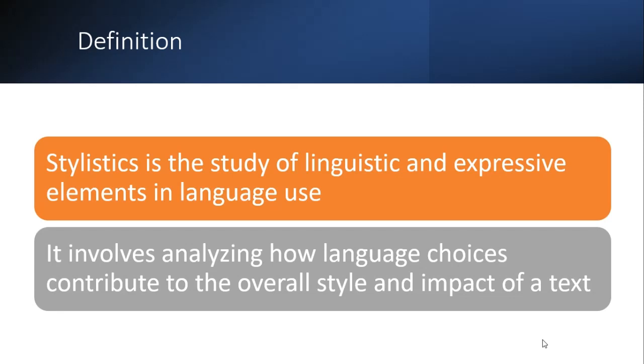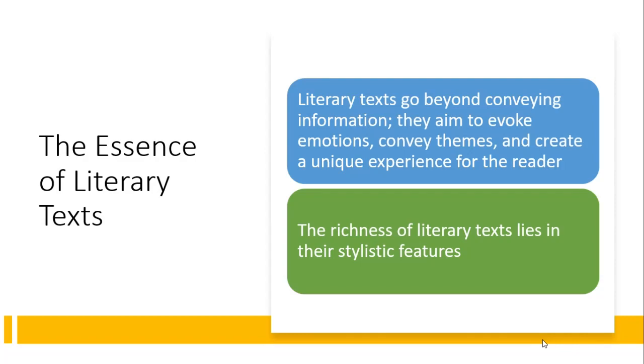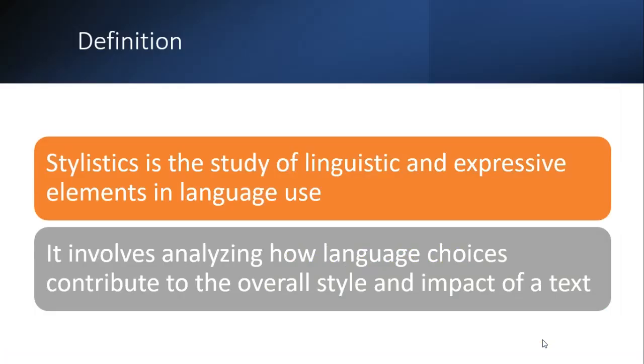If we talk about definition, stylistics is the study of linguistic and expressive elements in language use. It involves analyzing how language choices contribute to the overall style and impact of a text. It means that stylistics is a study of the choices that are used by a writer in language use, and the function of stylistic analysis is to analyze these choices and see what the impact of these choices is on the text, and analyze the contribution or effect of these language choices on the overall impact of the literary text.